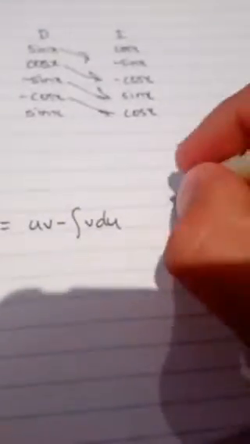In this case, u is sine x, right? So du is going to equal cos x dx, but d2u, the derivative of the derivative, is going to be minus sine x.